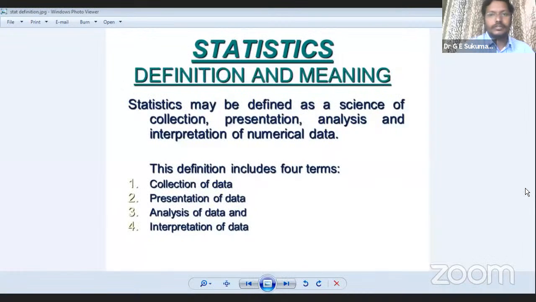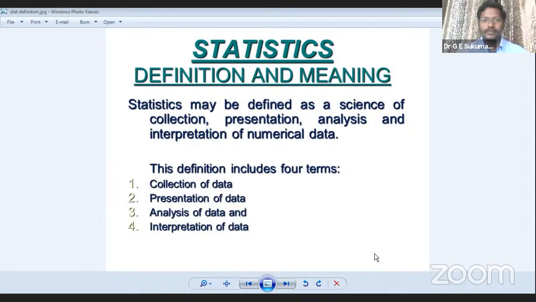So this is the definition of statistics. To make you understand better, I'm trying to use slides wherever it is possible. So statistics is defined as a science of collection, presentation, analysis, and interpretation of numerical data. So it's talking about collection, presentation, and doing analysis and interpretation of numerical data.